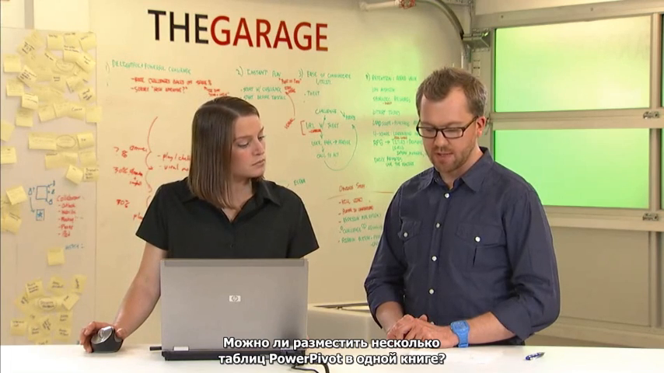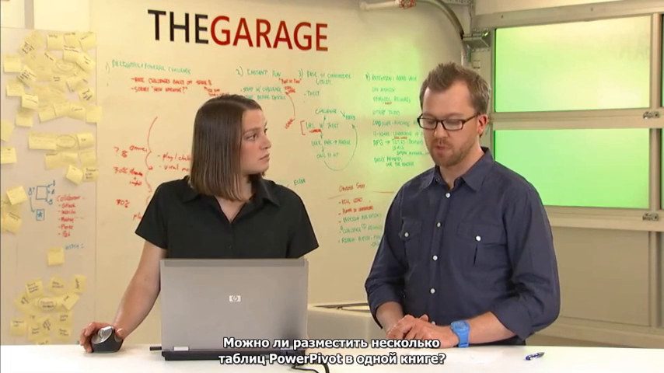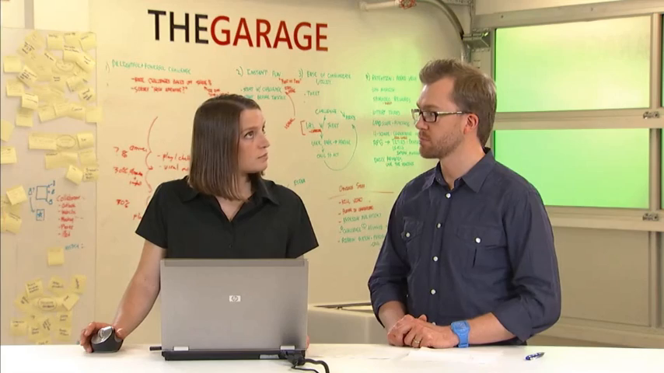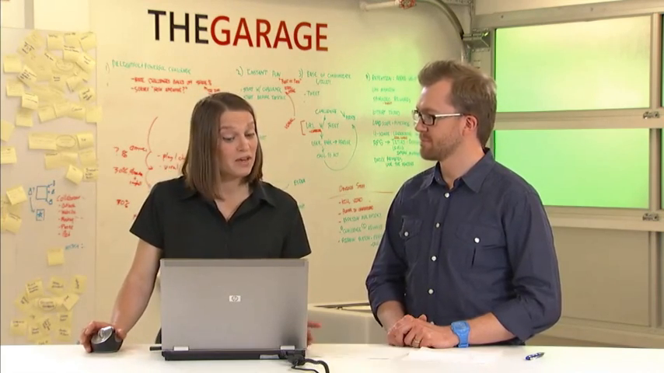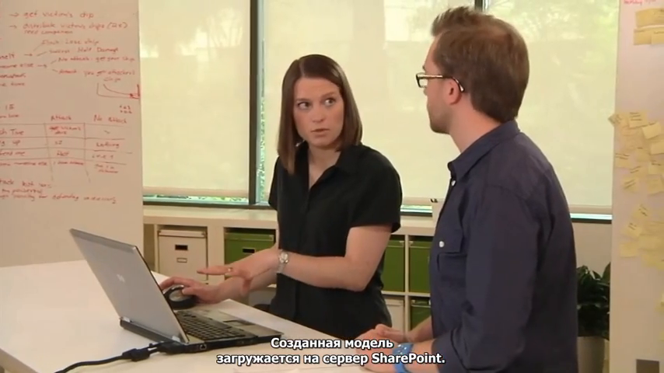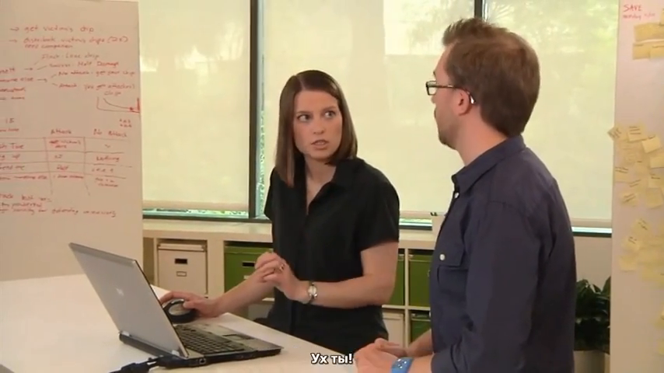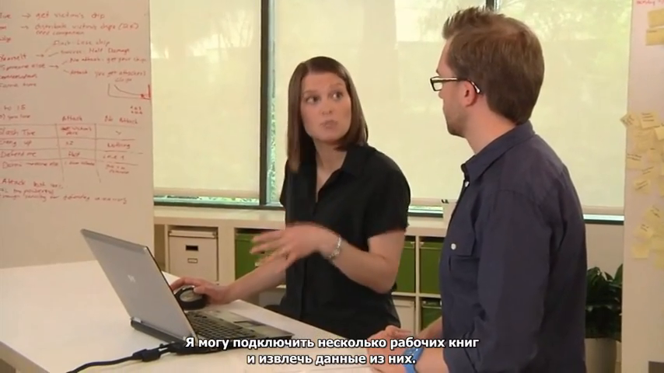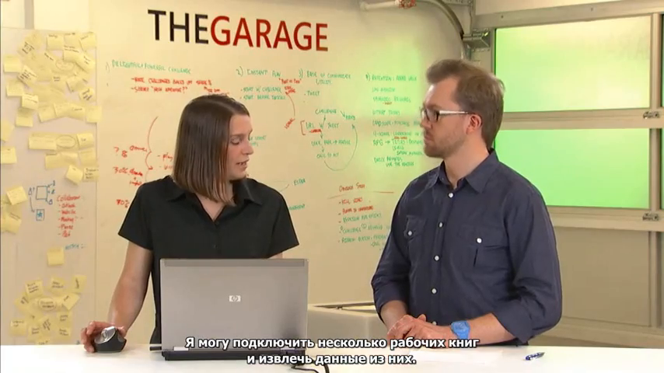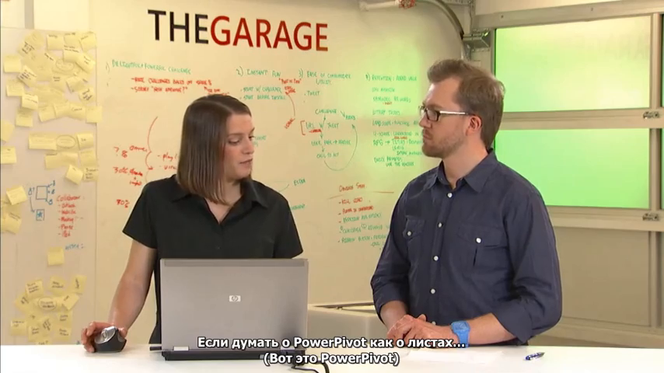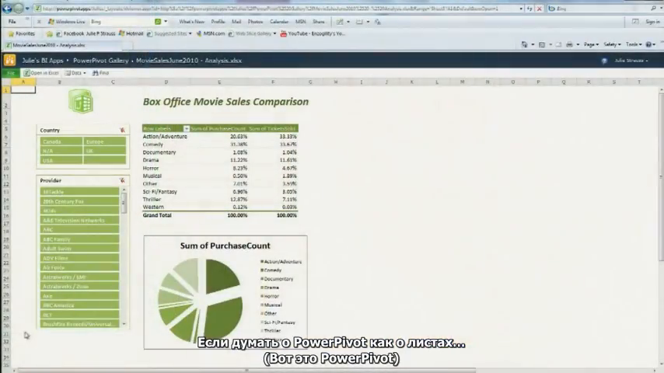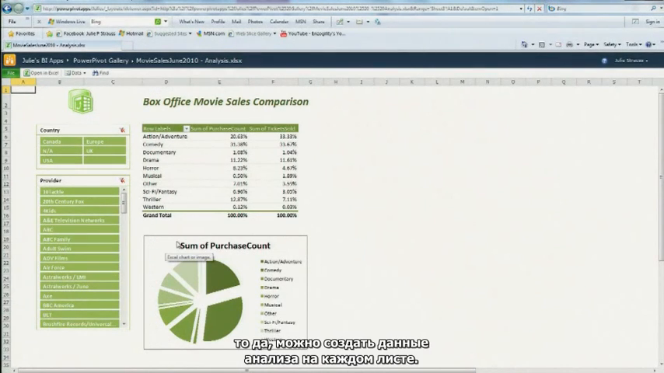Okay. The next question: is it also possible to get multiple PowerPivots into a single workbook? Again, that depends what you mean by multiple PowerPivots. Once I've built this model and uploaded it to SharePoint, I can connect to that as a source from another Excel sheet. If I do that, I can connect to multiple workbooks and pull data from there. That is one way of doing it. If you're thinking of the sheets, yes, I can build all the pieces of analysis within each sheet that I would like to.